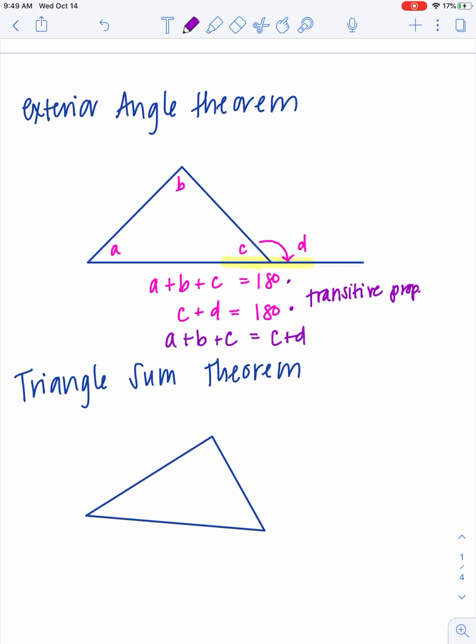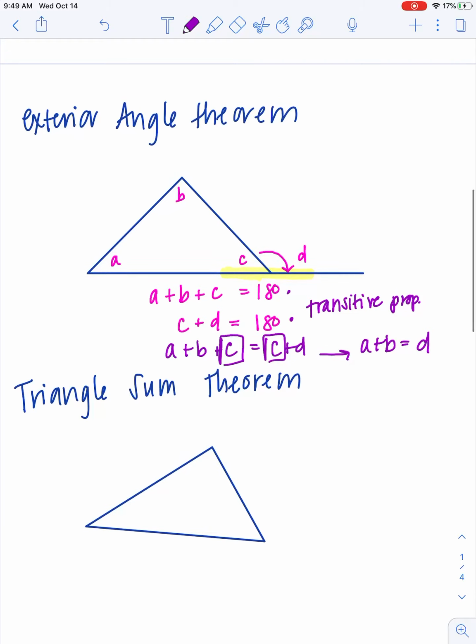Okay, so now that I've got this purple equation down here, let's see if I can simplify this. Well, on both sides, I have this angle C. And so if I subtract C from both sides, I'm left with A plus B is equal to D. So the measure of angle A plus the measure of angle B is equal to the measure of angle D. And notice, D was our exterior angle here, so the measure of angle D is equal to the sum of A plus B, which are the remote interior angles. So they're not touching that exterior angle. So that's the exterior angle theorem.